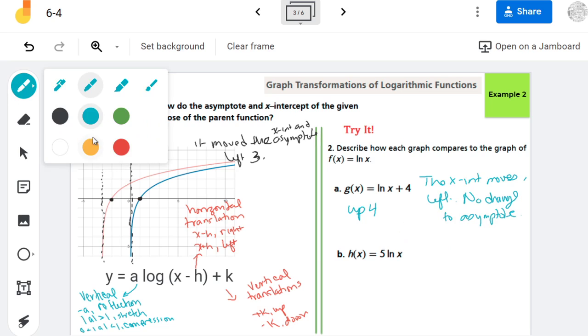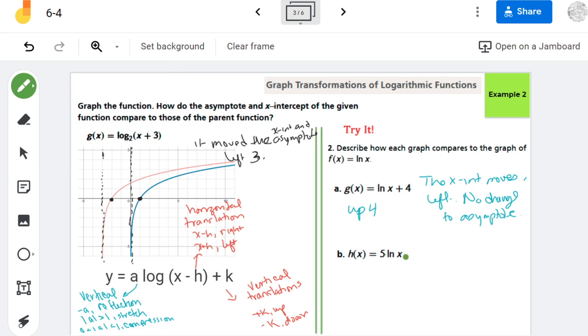Okay, so now let's check out B. Part B here has a number times the natural log of x. So that's going to be a vertical stretch because that number is bigger than 1. So if I'm stretching, it's going to look like that or something. My asymptote is going to change. Well, actually my asymptote won't change, right?